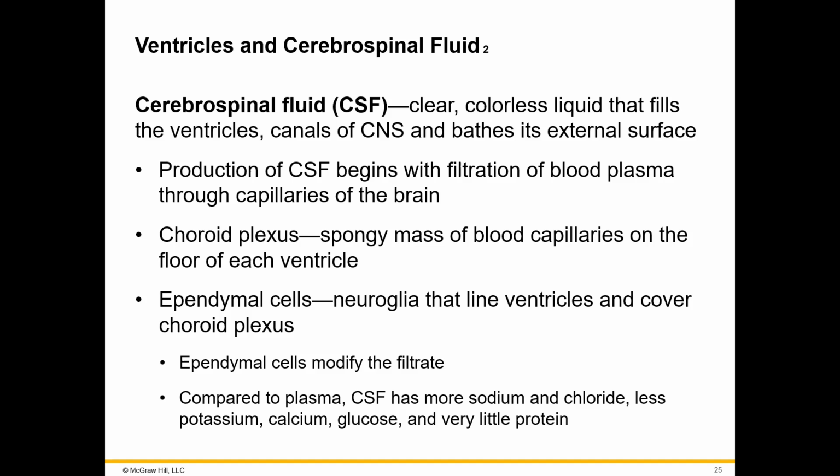The choroid plexus is a spongy mass of blood capillaries on the floor of each ventricle. So there are ependymal cells. These ependymal cells are neuroglia that line the ventricles and cover the choroid plexus. There are ependymal cells that modify the filtrate. And compared to the plasma, the cerebrospinal fluid has more sodium and chloride. So there's less potassium, calcium, glucose, and very little protein.